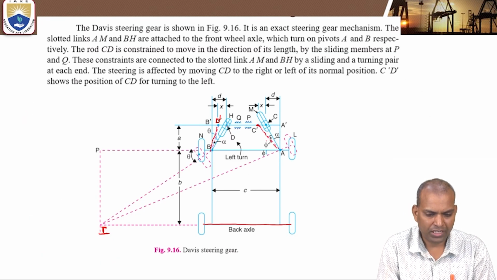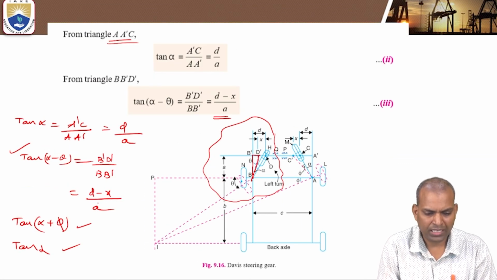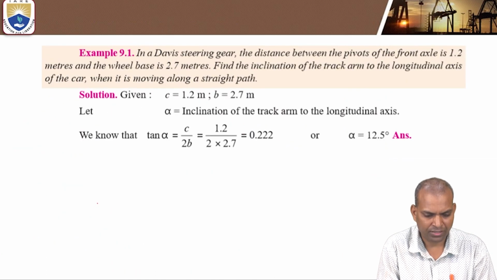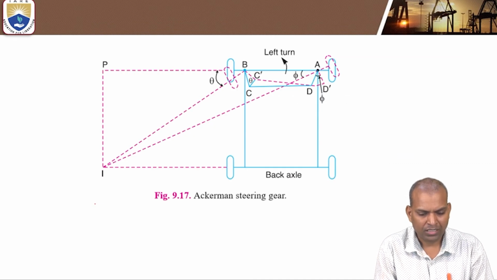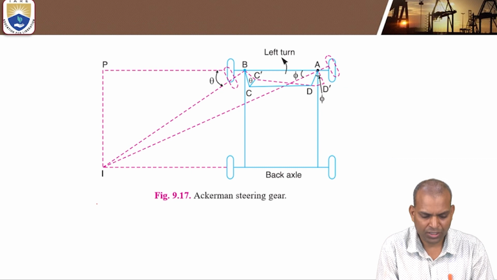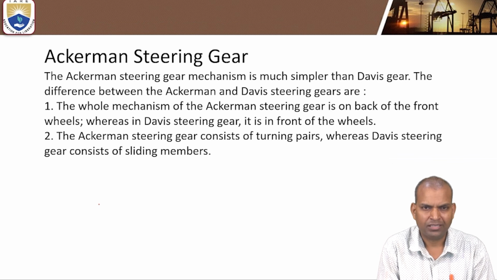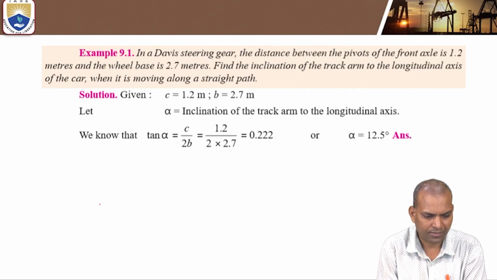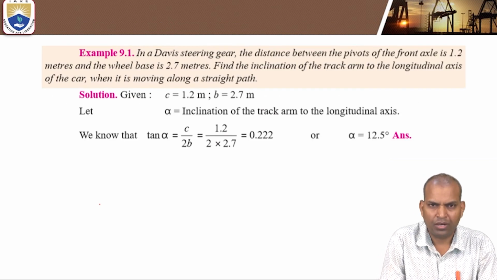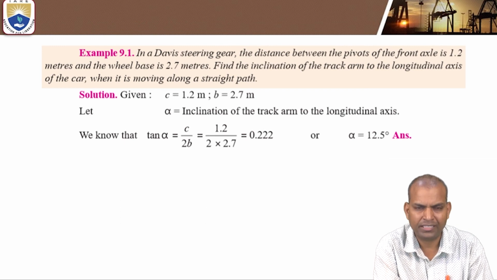Okay, and we have studied in this class what the Davis steering gear mechanism is. There is one more steering gear called the Ackerman steering gear mechanism. Before going to solve it, this Ackerman steering gear mechanism is a very simple mechanism. It is also important in order to maintain correct steering and to avoid skidding of the vehicles. Now let us solve how the Davis steering gear mechanism is important and what steering angle is required to avoid skidding.